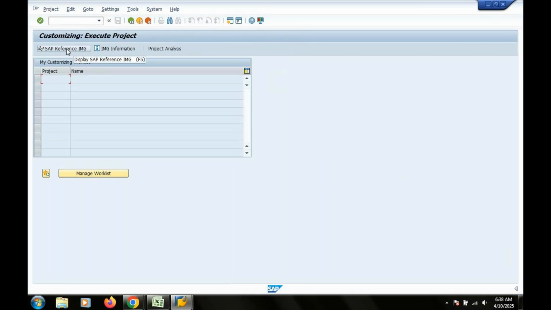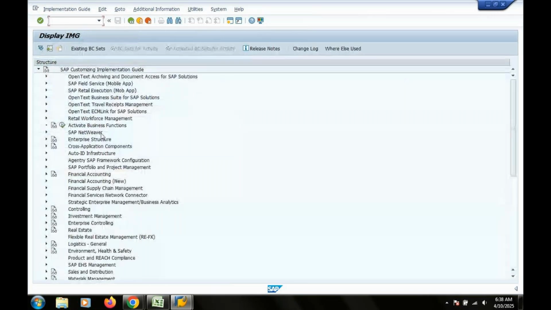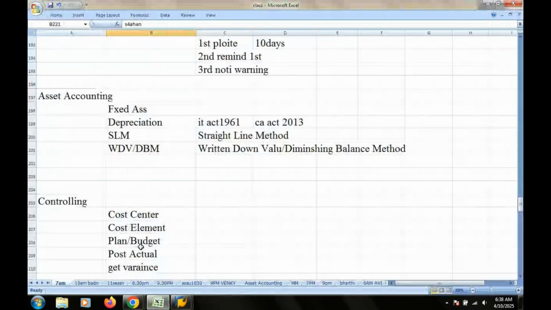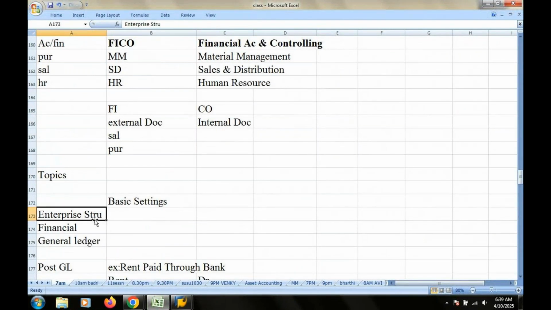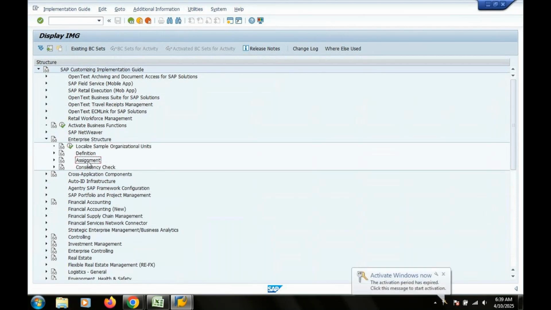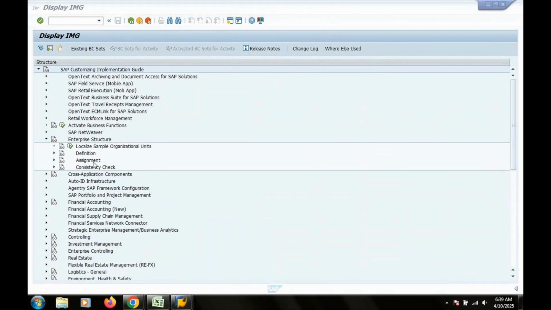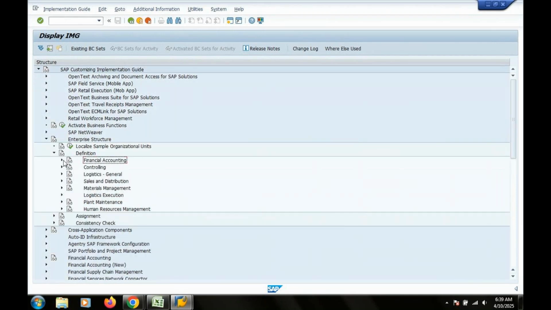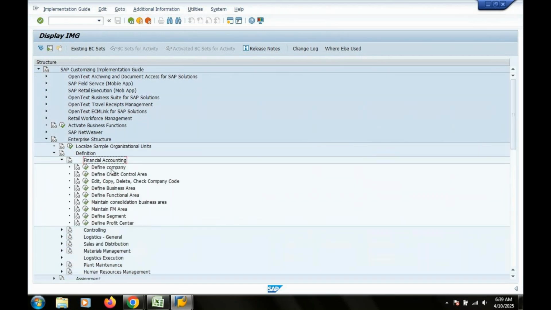Here I'm explaining the backend configurations, how it will be. Just as example, like here enterprise structure, see what I said before. First we need to start with the enterprise structure. So enterprise structure, the basic settings, it is available in the backend. Here enterprise structure, you can expand this, and we have a definition part, assignment part. So first we are doing the definition part, then we will do the assignment part. So in a definition, what is available here, you can expand this. Like financial accounting we are doing, you can expand this. So here you can see the define company and credit control area, company code, business area. These are all configurations we are doing in the backend.